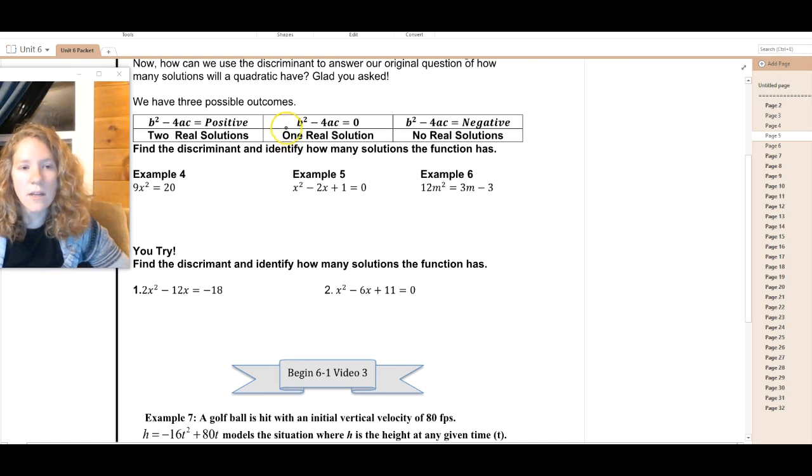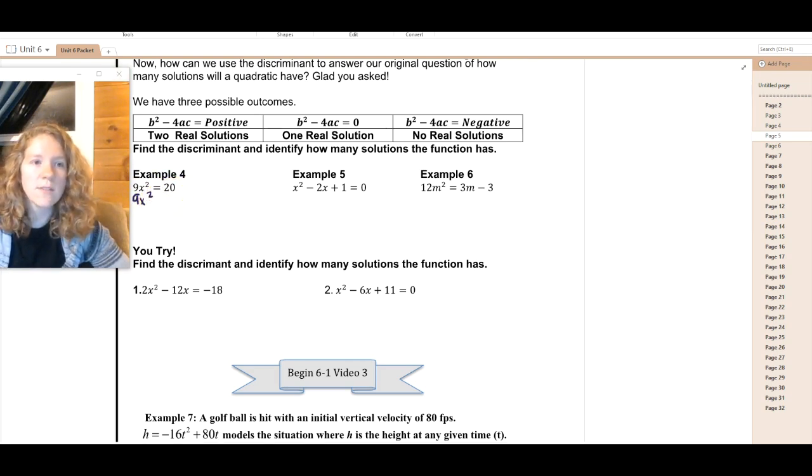So really quick, I'm going to go through and do some examples for you. In this case, I have 9x squared. I'm going to subtract 20 from both sides because I want to put it in standard form. Even though there is no b value, I can still use my quadratic formula.